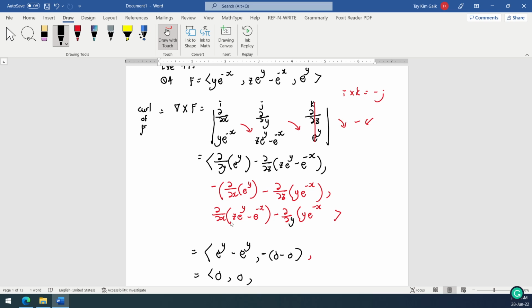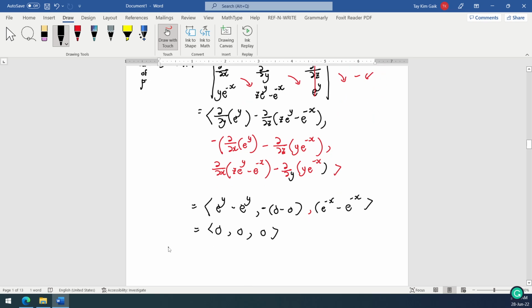So del/del x of (z e^y minus e^(-x)): the first term, del/del x of z e^y, is 0, and del/del x of negative e^(-x) gives positive e^(-x). So minus del/del y of y e^(-x): when differentiating with respect to y, x is constant, that's why you get minus e^(-x). So components i, j, k, all we obtain 0. Therefore F is a conservative vector field.